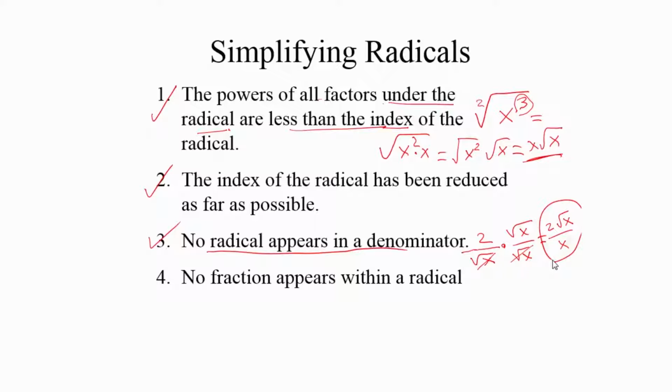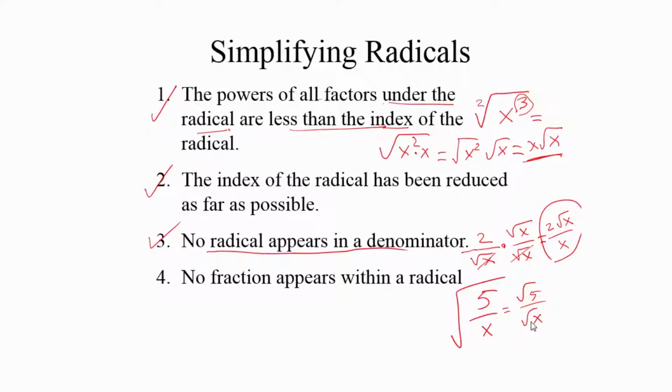And finally, it says no fraction appears within a radical. No fraction should appear within the radical, right? So you cannot have the square root of 5 divided by x like this. You have to separate that: square root of 5 divided by square root of x.